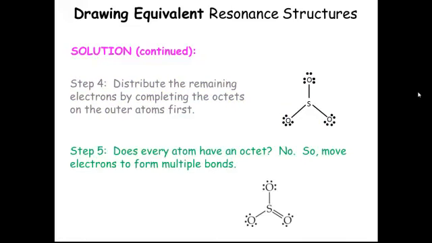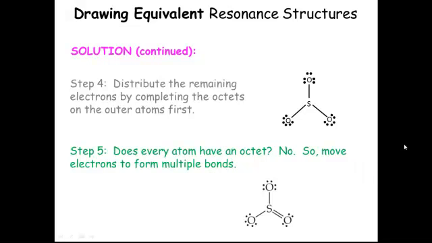Now we need to check to make sure every atom has an octet. Going back up to this picture, does every atom have an octet? What about this one? See, sulfur does not have an octet. So now we're going to have to move a pair of electrons. Let's take this pair and put them into a double bond. Now you can see sulfur has an octet, and there's a double bond with one of the oxygens.